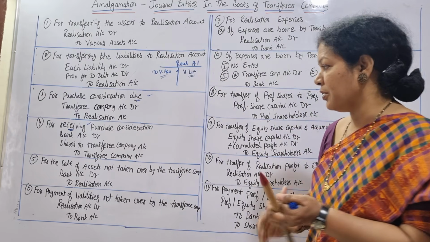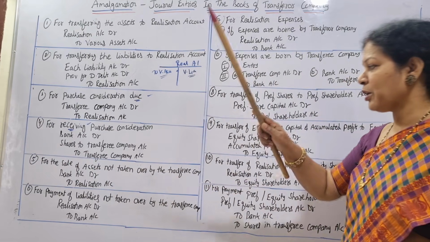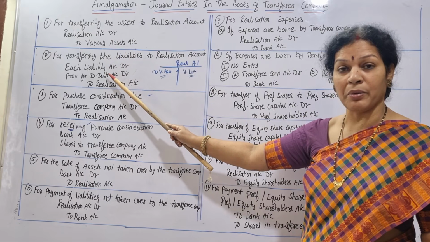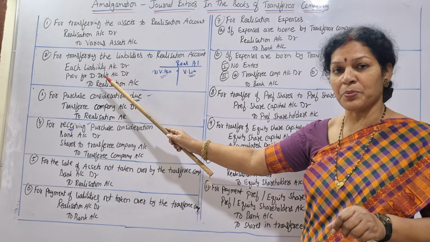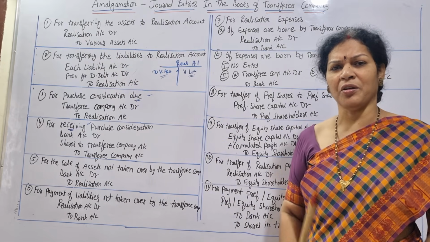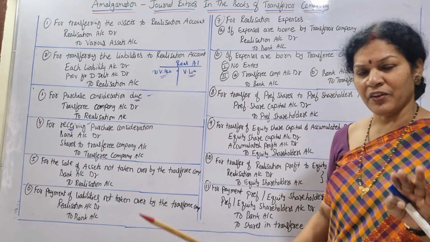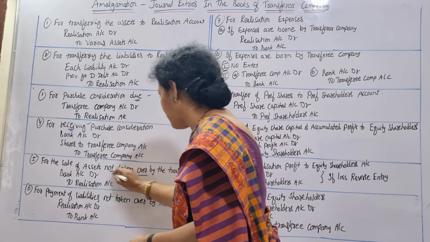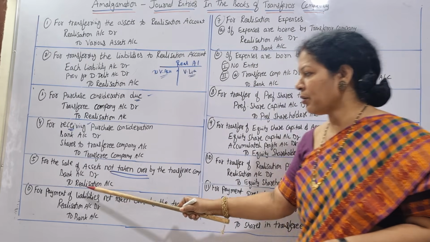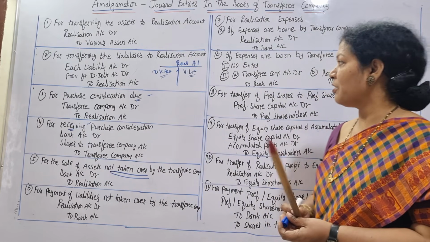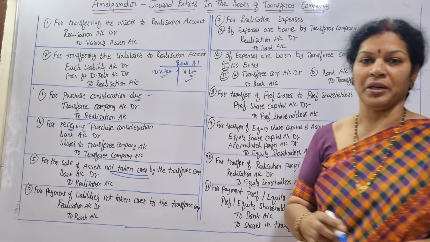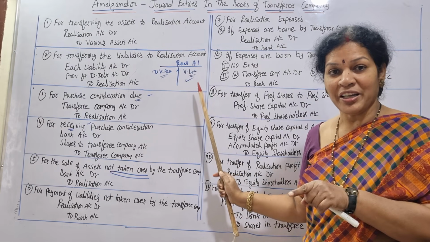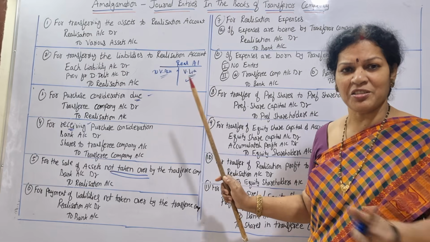Next one. See, for the sale of assets not taken over by the transferee company. Most of the assets are taken over by the company here. Liabilities are taken over by the company. Which company? Transferee company. Here, some assets are not taken over by the transferee company. If assets are not taken over, for that one entry, bank account debited to realization account. Realization account, credit side you are going to write. If assets are taken over, debit side you will write. Assets not taken over, credit side. Opposite, very easy to remember.